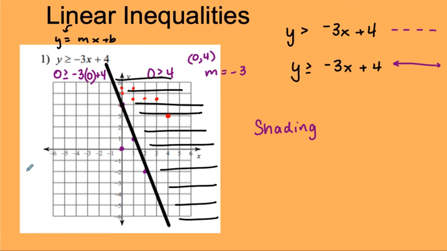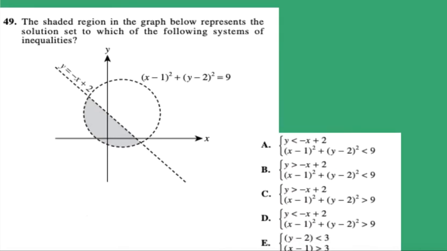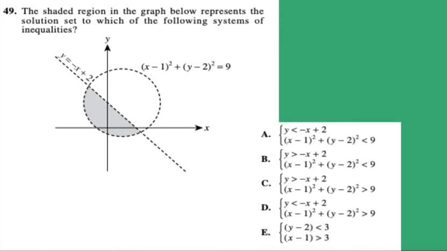Now, how can we apply that idea to harder problems on a standardized test? Recently I saw one that looked like this. Let me scroll down a little bit. It was question number 49, so it's a harder level, and it said: the shaded region in the graph below represents the solution set to which of the following systems of inequalities? Here I have a circle, and hopefully you recognize that's the equation of a circle.